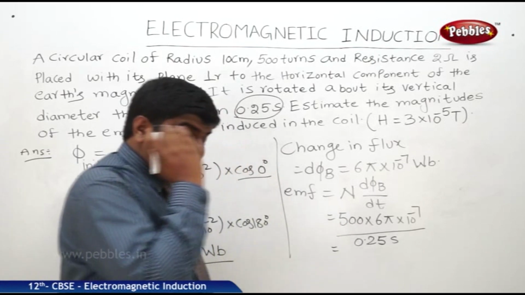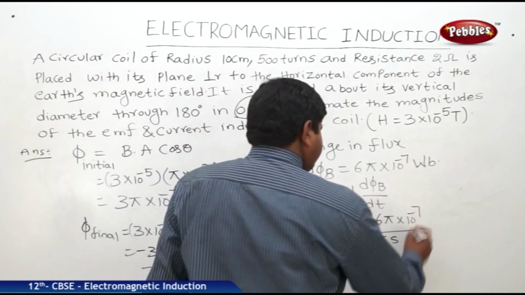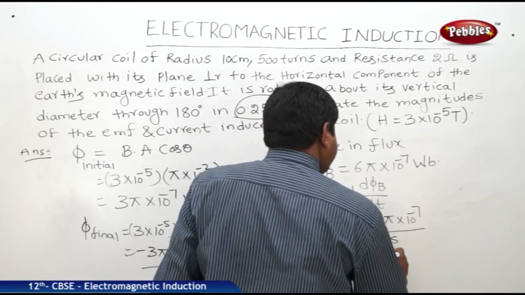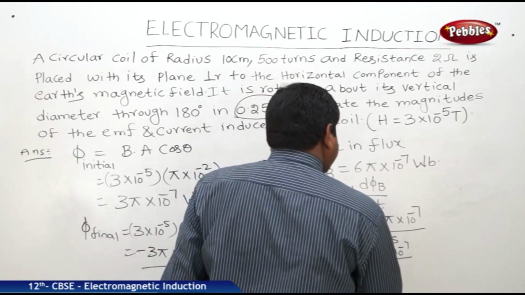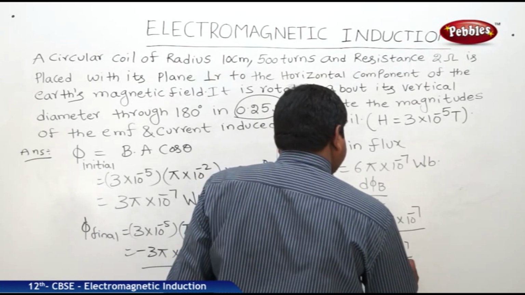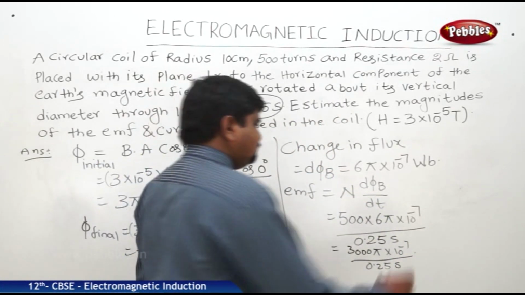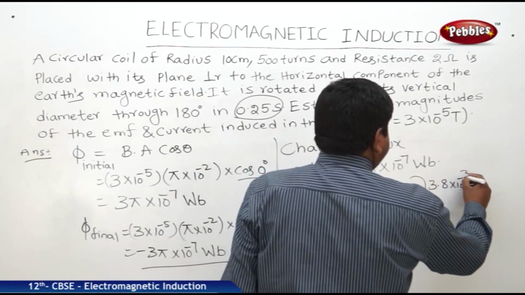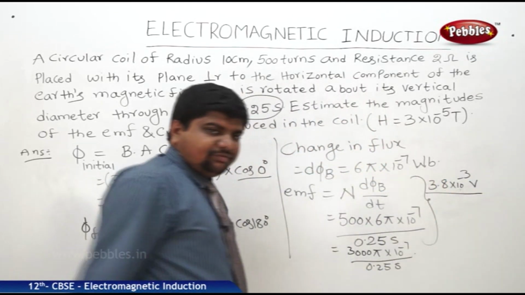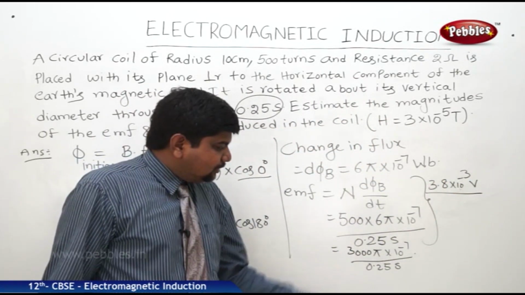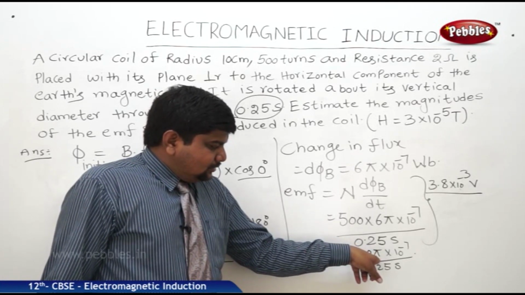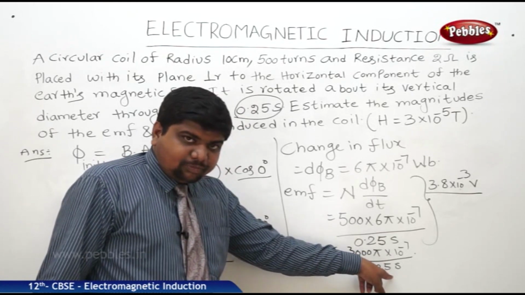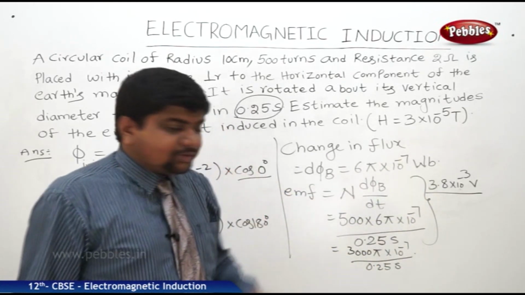So this is 0.25, 500 into 6 into 3000 pi into 10 to the power of minus 7 by 0.25 seconds. The answer we will get is equal to 3.8 into 10 to the power of minus 3 volts. This is the EMF when you calculate, where pi is equal to 3.14, 3000 into 3.14 into 10 to the power of minus 7 divided by 0.25, you will get the answer 3.8 into 10 to the power of minus 3 volts.